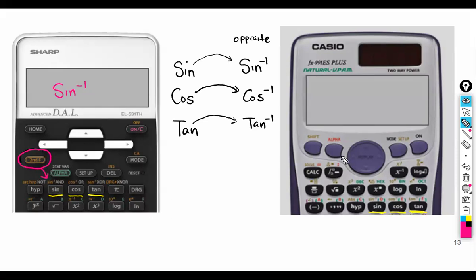On the Casio calculators, you have to press the shift button and then the sine, or the shift button and then the cosine. So on the Sharp calculators, the second function button gives you the opposite, and on the Casio calculators, the shift button gives you the opposite. Just try it now. Press second function sine and see if sine minus 1 appears on the screen. On the Casio calculators, press shift and sine and see if you see sine minus 1. Like I said, I know there are many different brands of calculators out there, but there's only so much I could have prepared for.